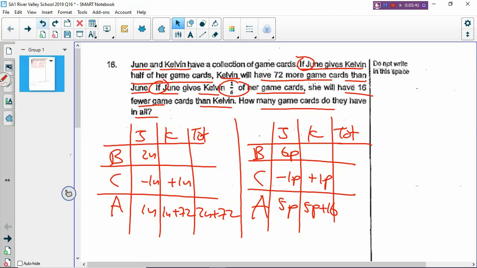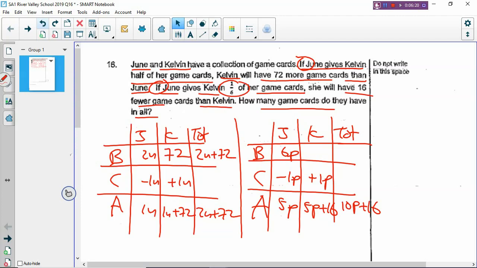So after June gives Kevin 1/6 or 1 part, you can see that June has 5 parts, and Kevin has 16 more than June. Okay, so what's the total? 10 parts and 16. If you work backwards, what do you see? Can we find how many Kevin has at first in the first table? That will be 72, right? And of course the total at first is 2 units plus 72.